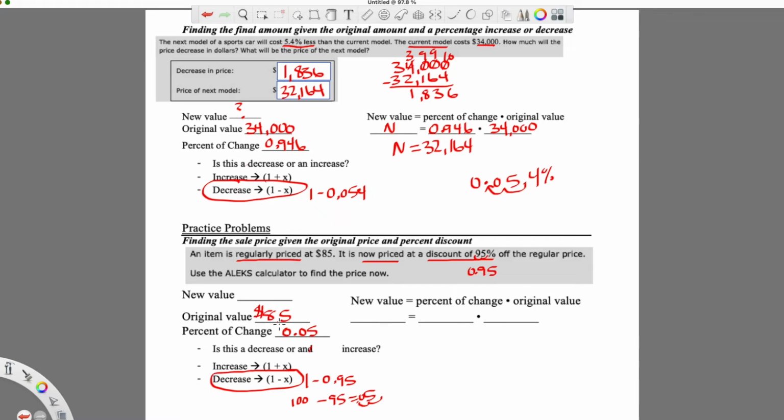So we don't know what the new price is, but it does say use the ALEX calculator, so you're welcome to use a calculator on this one. They're not asking us to not use a calculator like they did on the last video. So my new price is going to equal my percent of change times the original price. So my new price is going to be 0.05 times $85. So I'm only going to pay $4.25 for that.